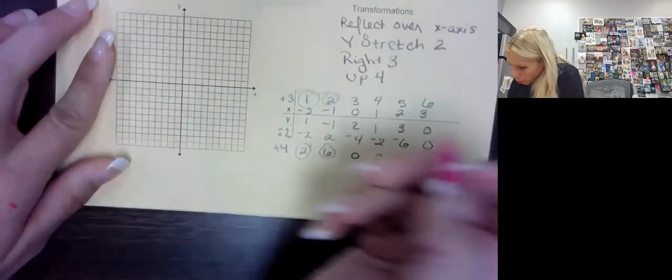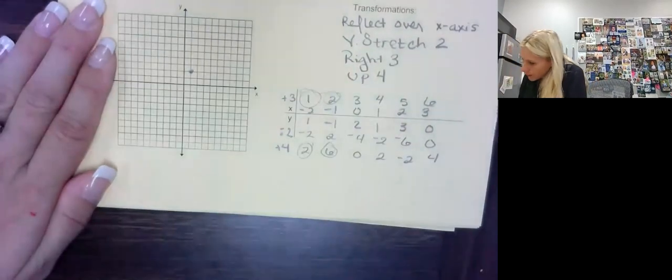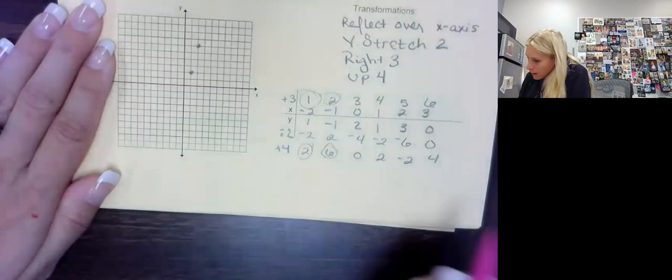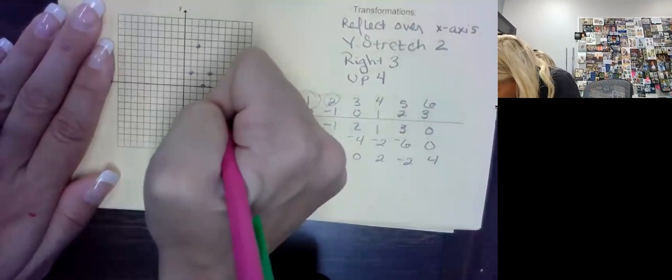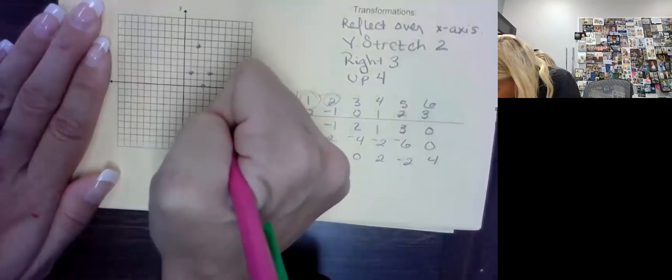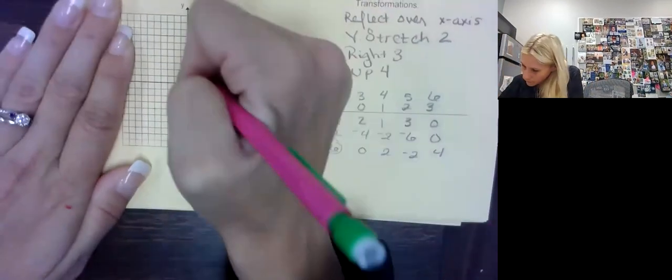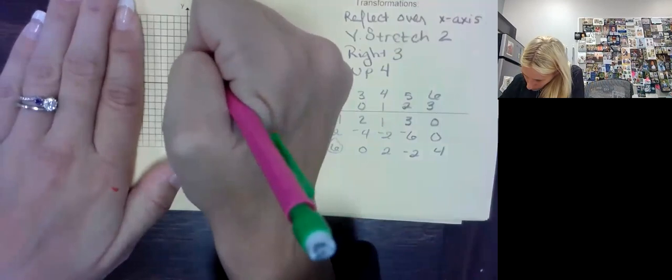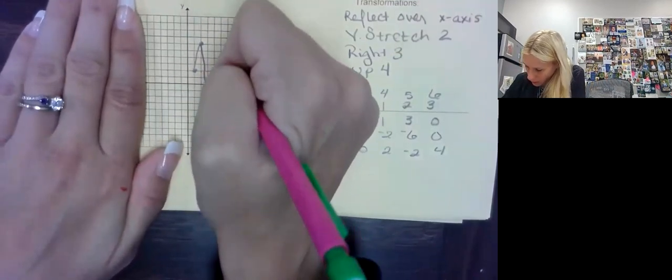Okay, so 1, 2, 2, 6, 1, 2, 3, 4, 5, 6. 3, 0, 4, 2, 5, -2, 6, 1, 2, 3, 4. Okay, so it goes do, do, do, do, do.